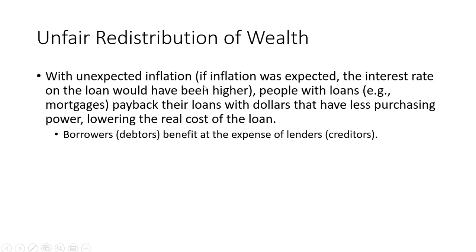Unfair redistribution of wealth. With unexpected inflation, if inflation was expected, the interest rate on the loan would have been higher. So with unanticipated inflation, people with loans, for example, mortgages or car loans, student loans, are going to pay back their loans with dollars that have weaker purchasing power, lowering the real cost of the loan. So in this case, the borrowers or the debtors benefit at the expense of the lenders or creditors.